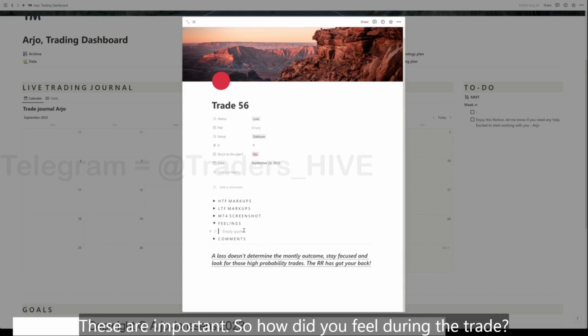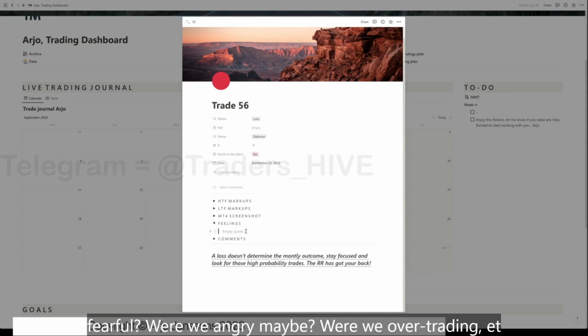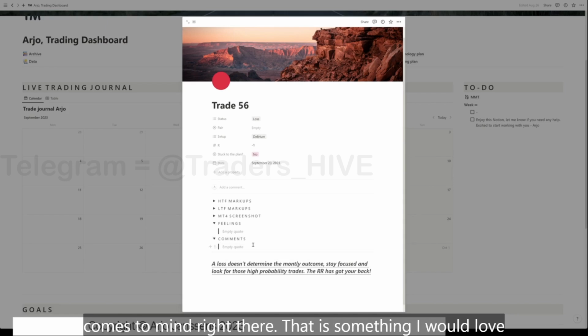Feelings, these are important. So how did you feel during the trade? That is important. And of course, if you didn't stick to the plan, then that feeling part will be very important, because then there's likely some emotion right there. Why didn't we stick to the plan? Were we fearful? Were we angry maybe? Were we overtrading? And then some comments. So write everything that comes to mind right there. That is something I would love for you to do.